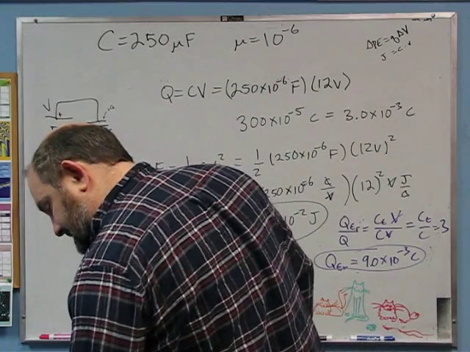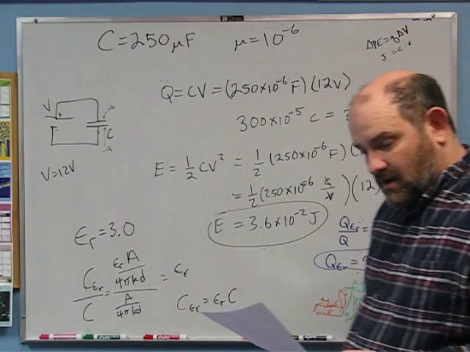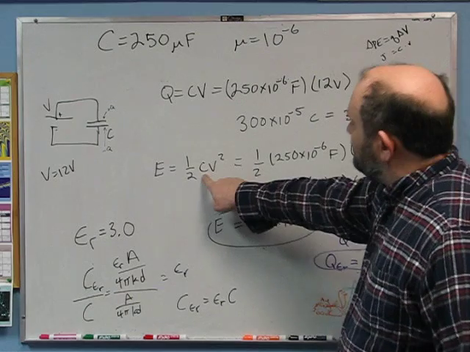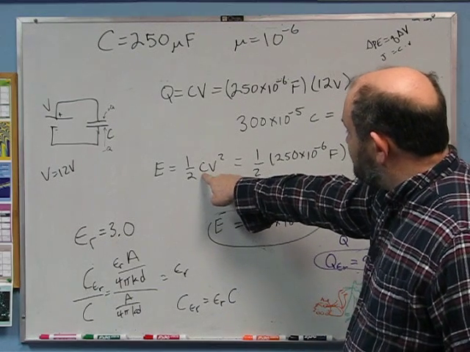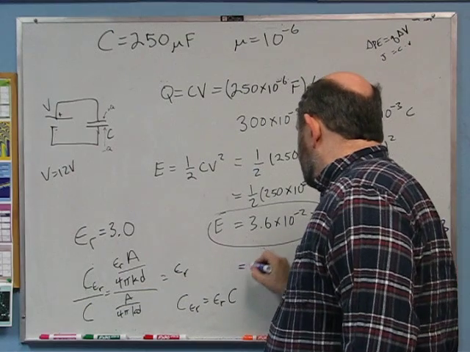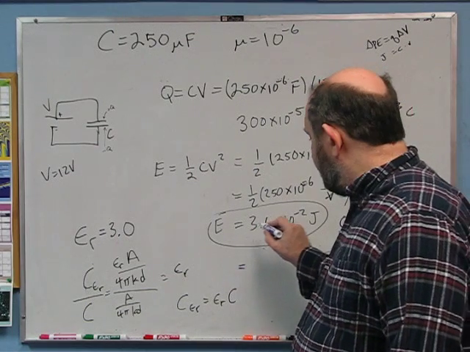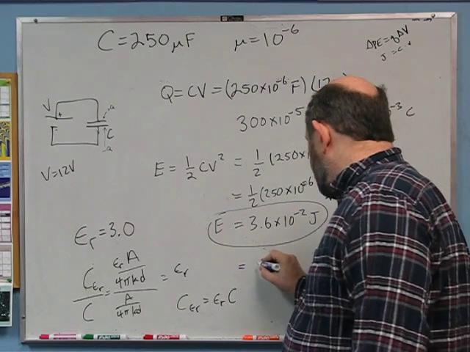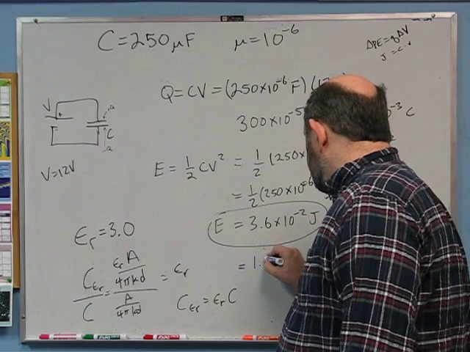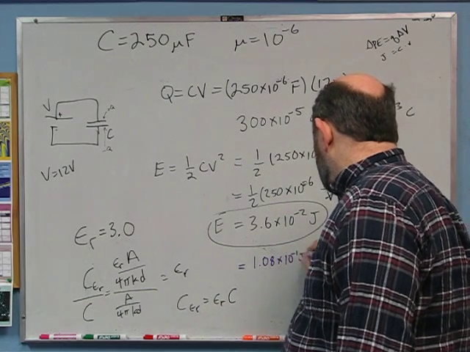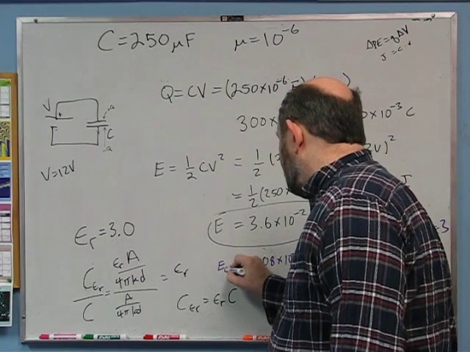I also ask, now, how much energy is stored in the capacitor? It's going to be the same thing. Notice if I replace this with something 3 times bigger, the energy is going to go up by a factor of 3. So that's 3.6. So 3 times 3 is 9, and 6 times 3 is 18. So 9 plus 1.8 is 10.8. So I'm going to get 1.08 times 10 to the minus 1 joules is the amount of energy we have.